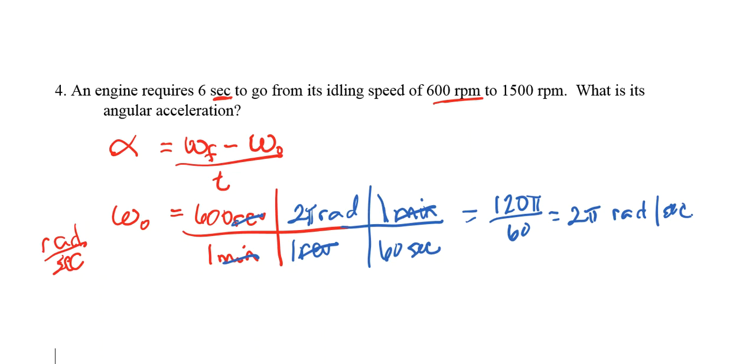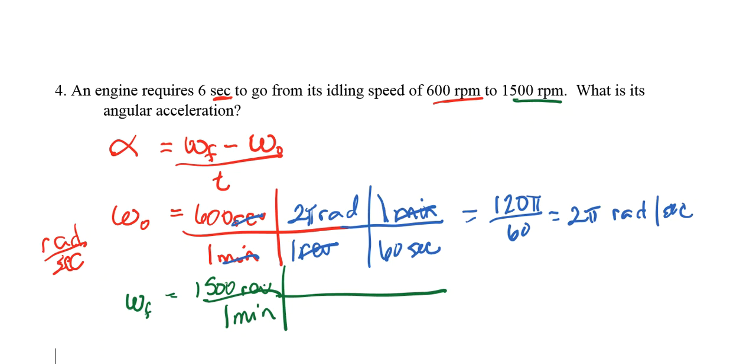Okay, so now I've got to do the same thing for the WF so I can use them in my formulas. So my final angular velocity, right, is going at 1500 revolutions per minute. I'm going to do the same ones. So I've got 2 pi radians over 1 revolution. That way my revolutions cancel. I have 1 minute over 60 seconds. That way my minutes cancel. So I'm going to do 1500.